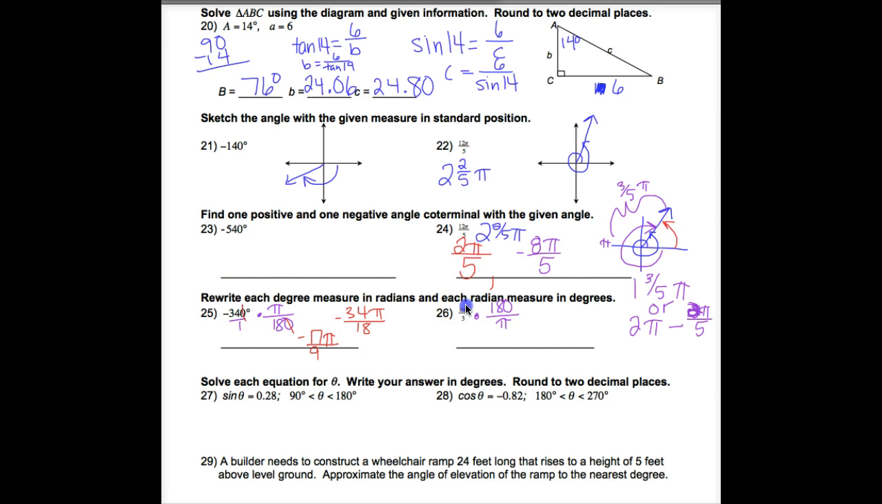Over here, the pi's cross cancel each other. I can also cross reduce the 3 with the 180 because 180 divided by 3 is 60. So now, top times top, 8 times 60 is 480. On the bottom, this canceled, so 1 times 1 is just 1. So that's your answer, 480 degrees.